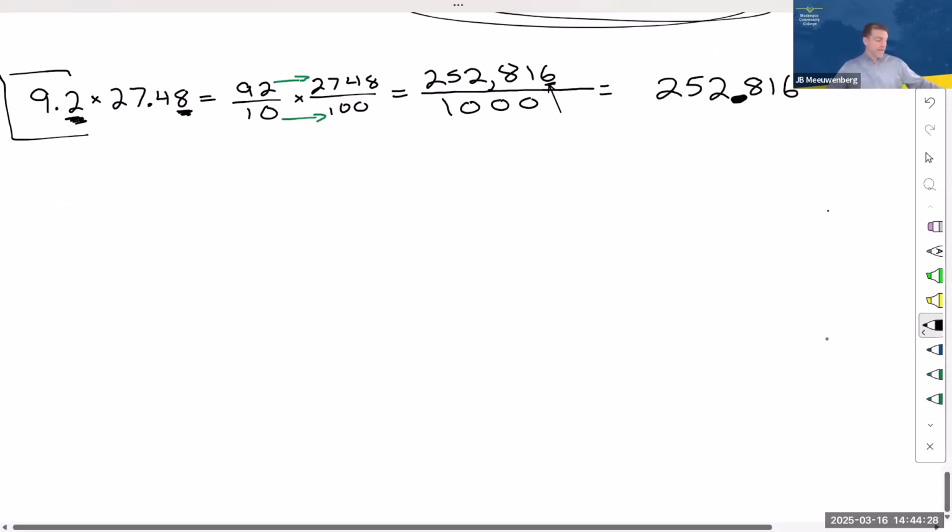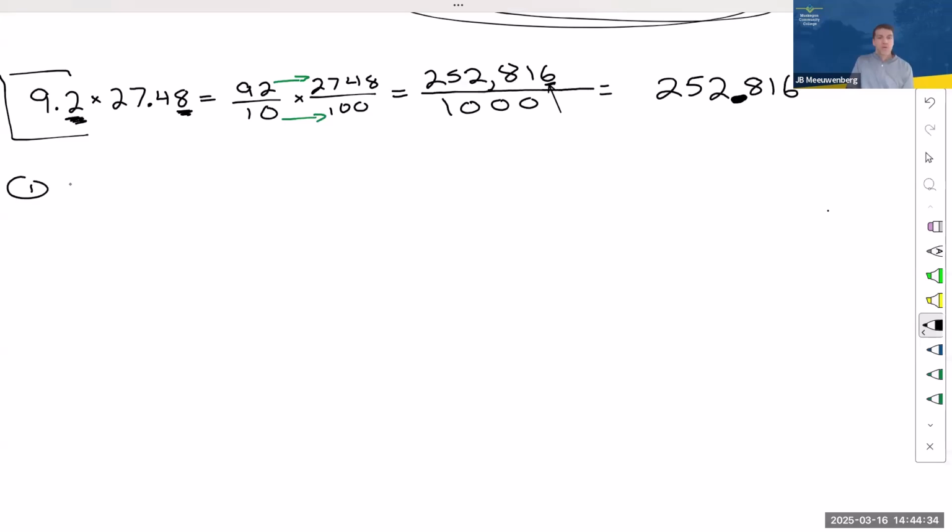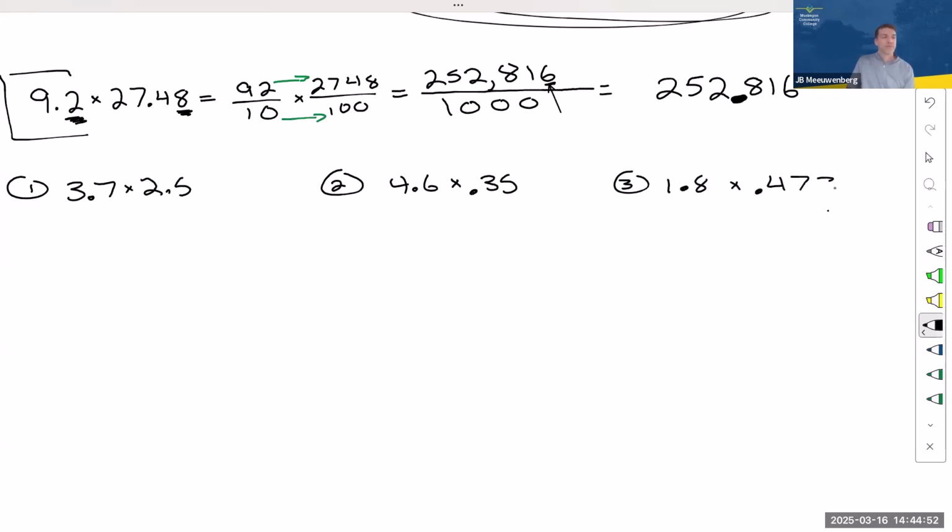So go ahead and we're going to have you try 3 different multiplication problems. They are as follows: 3.7 times 2.5, 4.6 times 0.35, and 1.8 times 0.473. Take a few moments to pause and work those out.